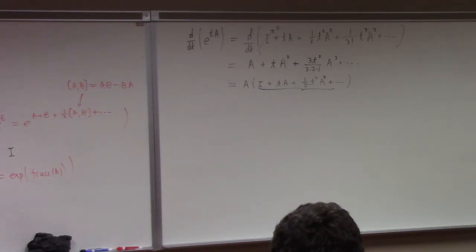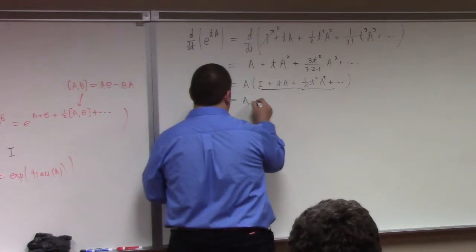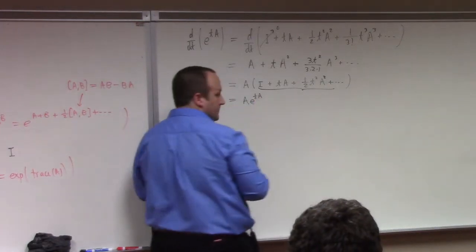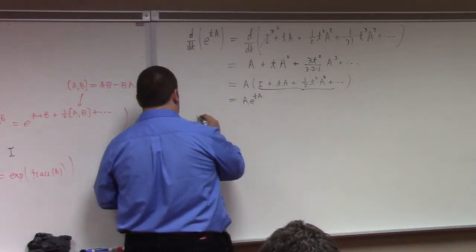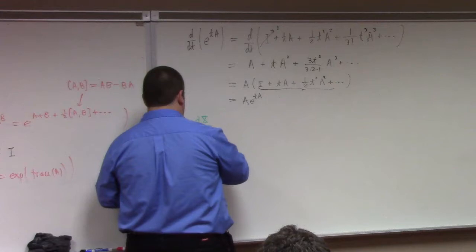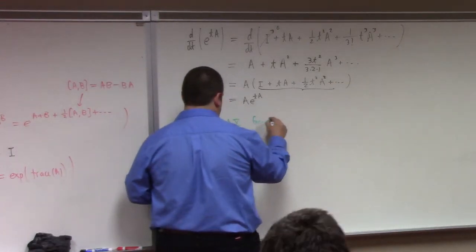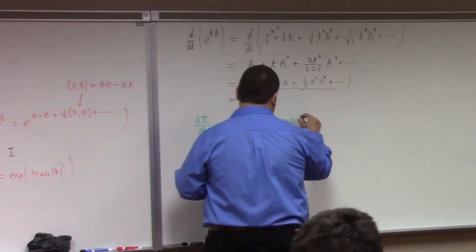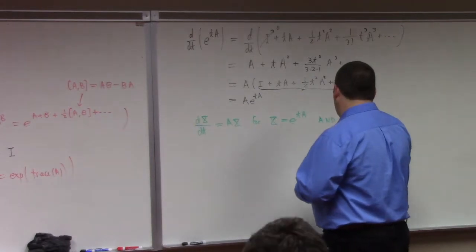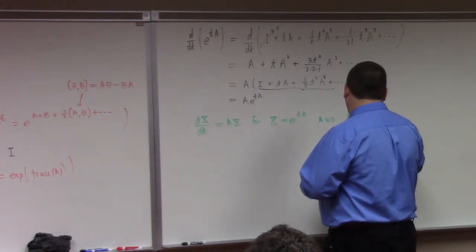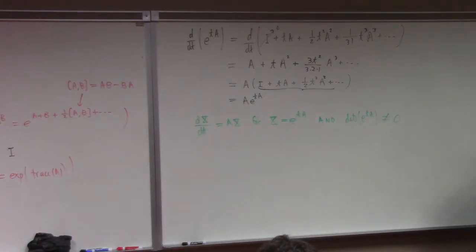It's the same thing we started with. That's e to the tA again, right? So we have dx/dt equals Ax for x equal to e to the tA, and the determinant of e to the tA is not equal to 0. What does this say about the matrix exponential then?